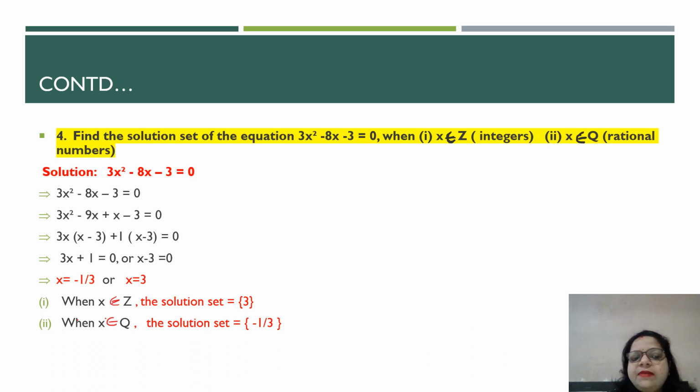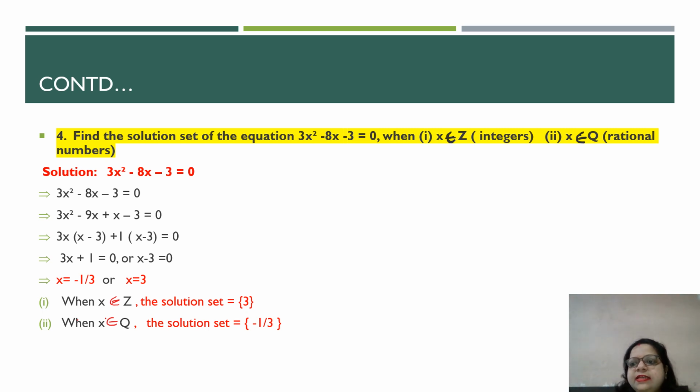But we see that minus 1 by 3 is surely a rational number. Okay, because it is of the form of p by q, and q is not equal to 0, that is 3 is not equal to 0. So the solution set is minus 1 by 3 for x belonging to Q. Okay.